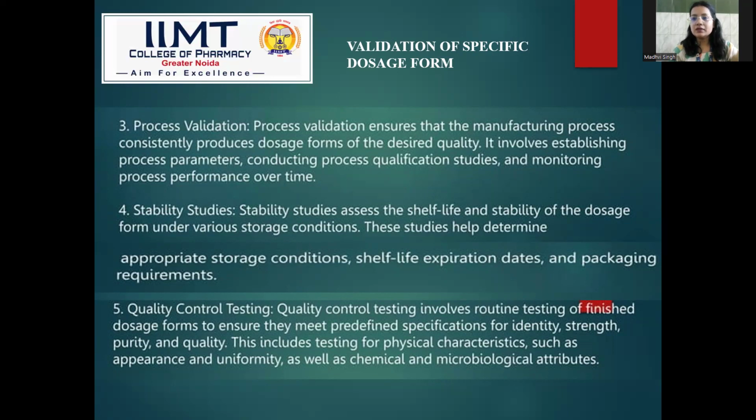Next is stability study. Stability study assesses the shelf life, duration, and the stability of the product, form of the dosage form under various storage conditions. These studies help determine appropriate storage conditions, shelf life, expiry date, duration, and packaging requirements. Next is quality control testing. Quality control testing involves routine testing of finished dosage form to ensure that they meet predefined specification for identity, standards, purity, quality. This includes testing for physical characteristics such as appearance, uniformity, texture, as well as the microbial and the chemical attributes.